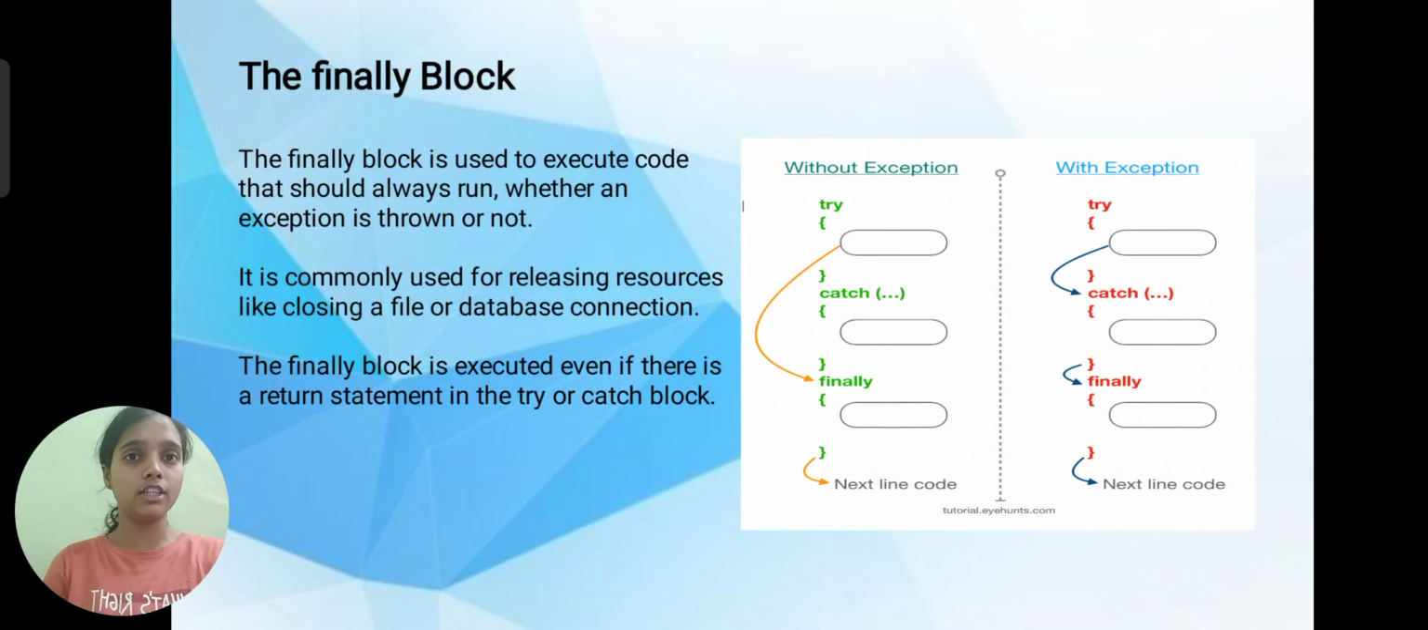Now the finally block. It is used to execute the code that should always run irrespective of whether the exception is raised or not. It is commonly used for releasing resources like closing a file or database connection. The syntax will be the try block followed by catch and then followed by finally, and then the next line of the code will be executed.